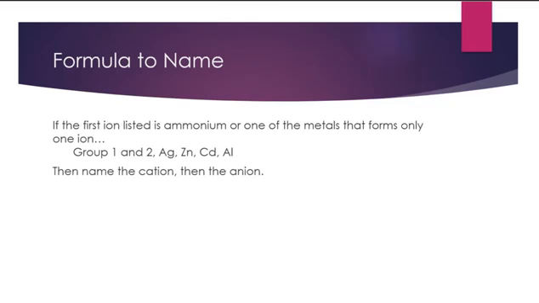If it's ammonium or one of the metals that only form one ion, in other words, if it's a group 1 or 2 metal, or if it's silver, zinc, cadmium, or aluminum, then all you have to do is name the cation and then the anion. So let's look at a couple of examples.